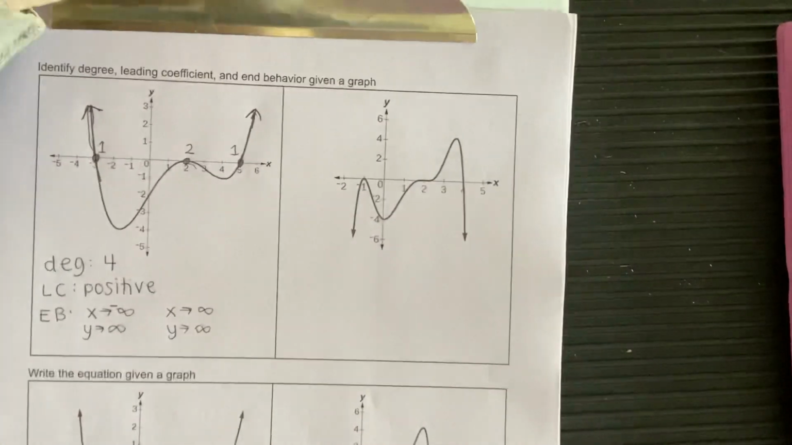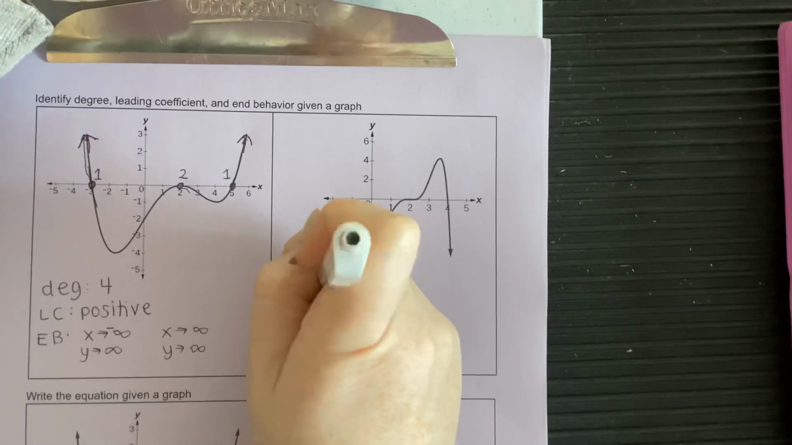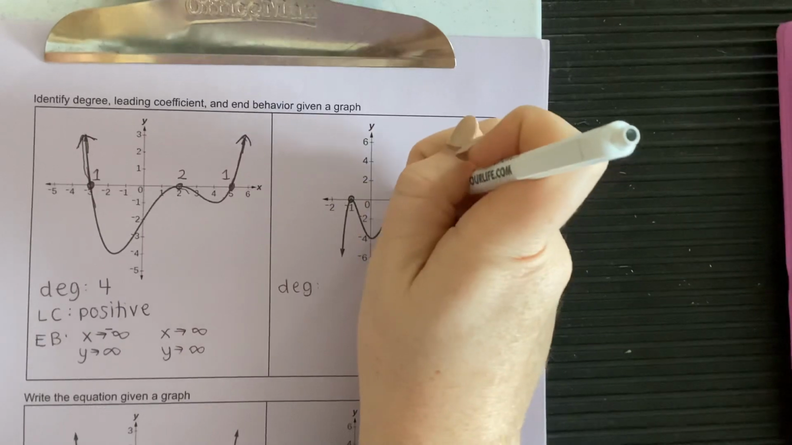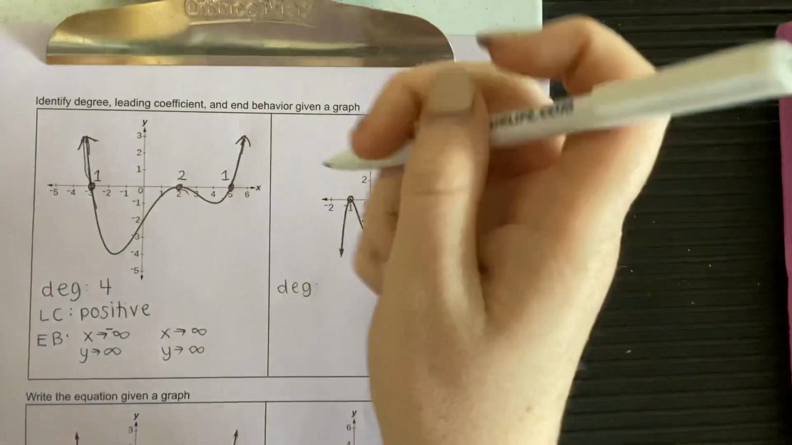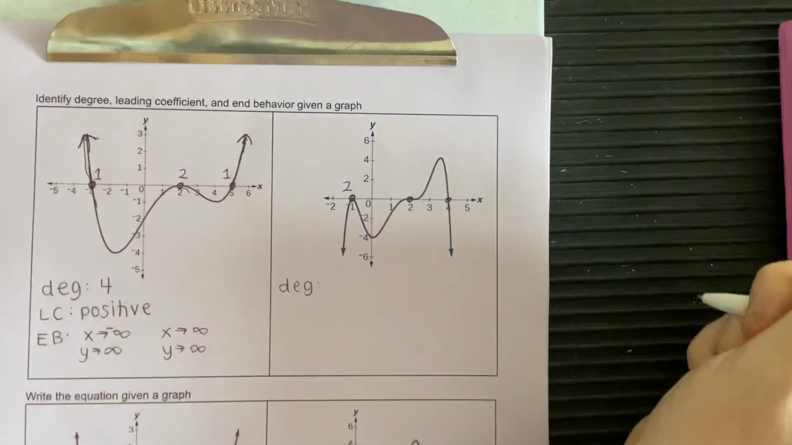If you look at this next one, we're going to start the same way. So if we want to find our degree, looking for those zeros and finding their multiplicity. So I have a 0 here, I have a 0 here, I have a 0 here. So at this first one, it comes up and it bounces. That's a multiplicity of 2.